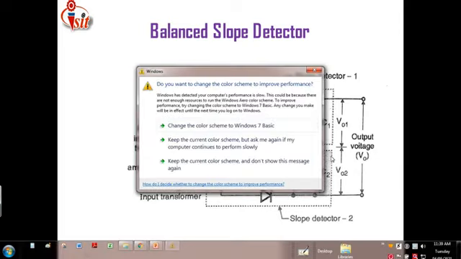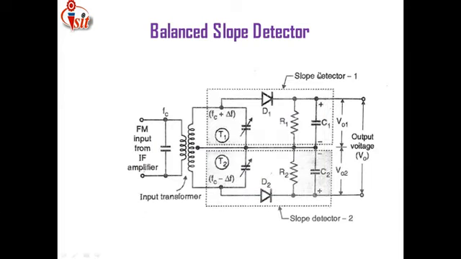That means the total output voltages V01 and V02 depend on three conditions: the carrier frequency and the input frequencies. That means, what is the relation between Fc plus del F, Fc minus del F and Fc.